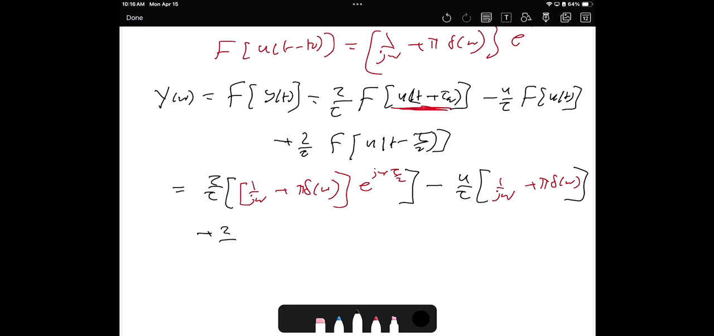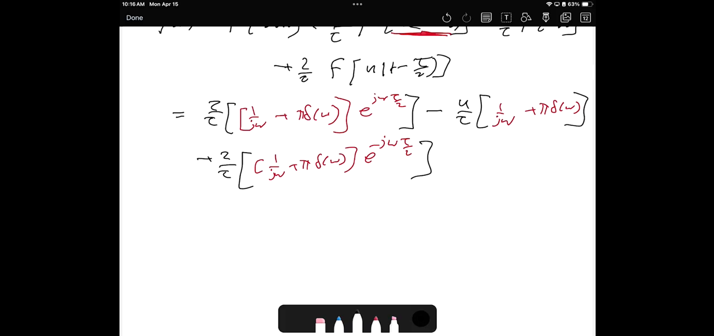Then plus the last term, 2 over tau. So here it will be 1 over j omega plus pi delta of omega, then e power negative j omega tau over 2. Okay? Does this make sense? Now let's try to simplify it more.